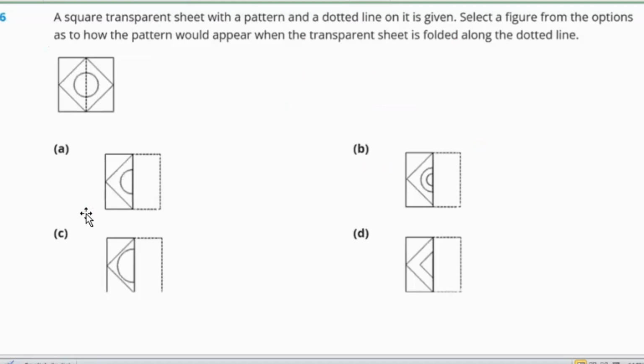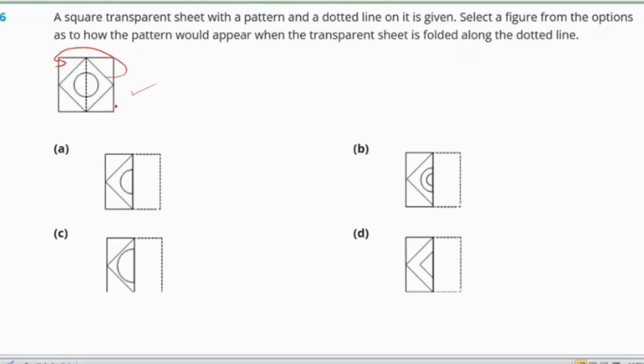Okay, let's move on. The next question is a square transparent sheet with a pattern and a dotted line given over here. We need to select the figure from the options showing how the pattern would appear when the transparent sheet is folded along the dotted line. As we can see, this is the whole figure. Now when we fold it like this, in a horizontal manner, sorry, in a vertical manner.